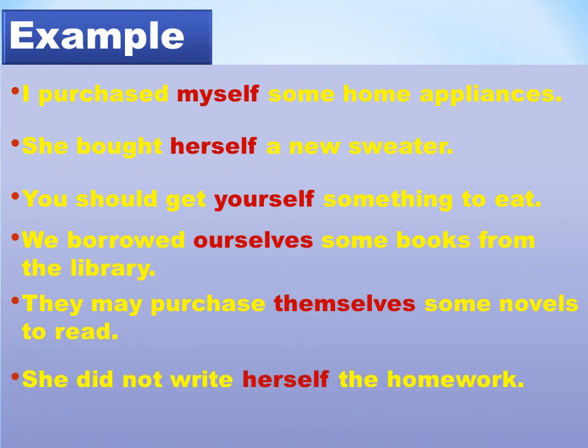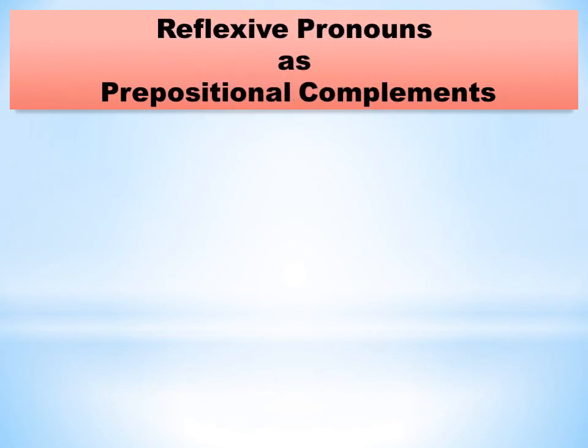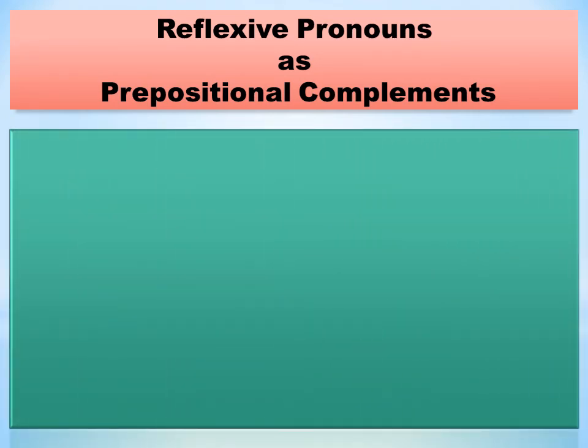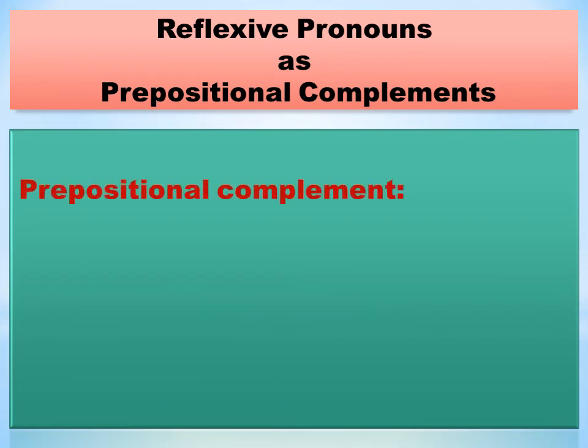The next sentence, she did not write herself the homework. Here, she is the subject, write is the verb, and herself is the reflexive pronoun as indirect object. Now, let's see the reflexive pronouns as prepositional complements. The third grammatical function performed by the reflexive pronoun is the prepositional complement.